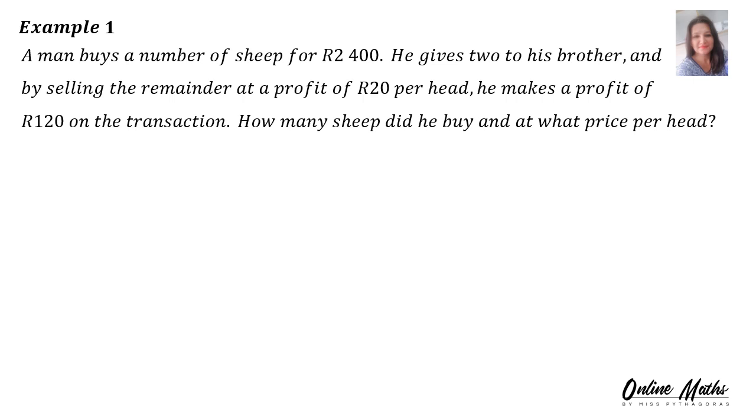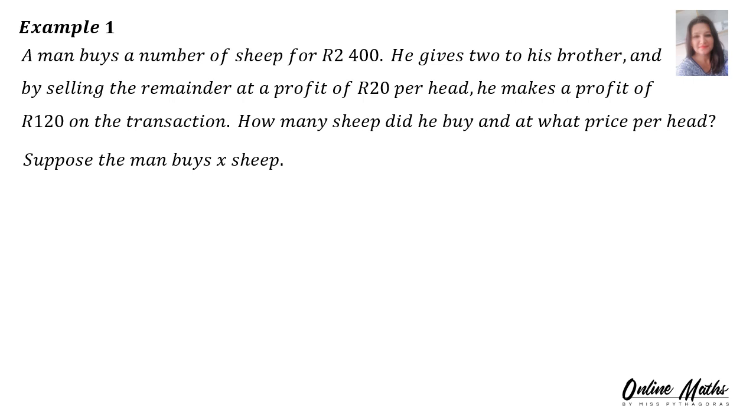Example 1. A man buys a number of sheep for 2,400 rand. He gives 2 to his brother, and by selling the remainder at a profit of 20 rand per head, he makes a profit of 120 rand on the transaction. How many sheep did he buy and at what price per head?